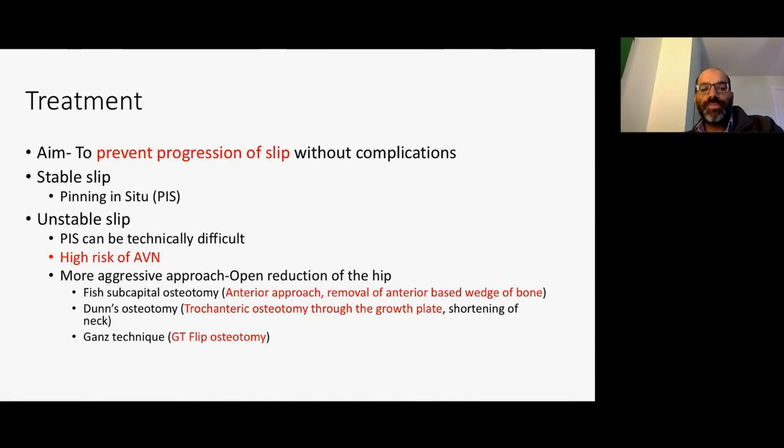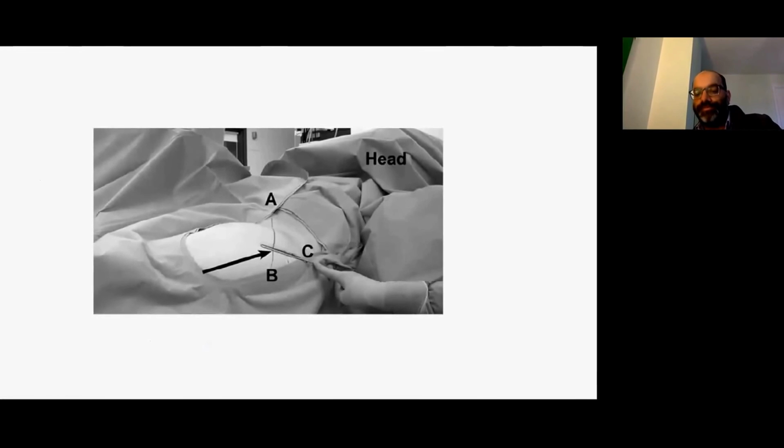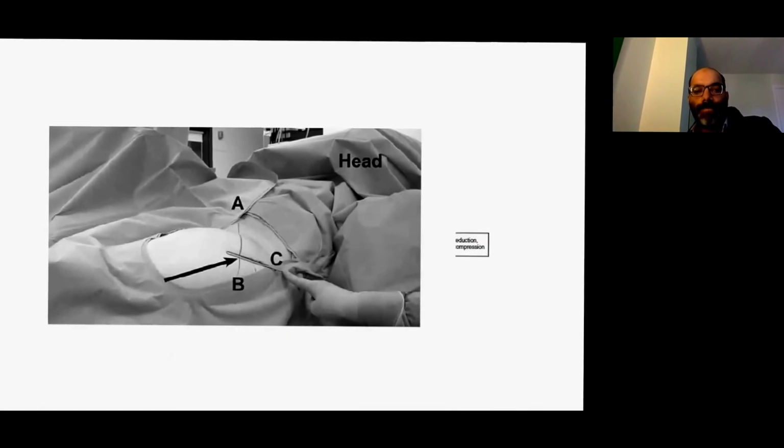Now, the points to remember in that is the entry point is more anterior than you normally think of. Okay. And there are different ways to identify the entry point. One way is that you look at the position where you want to put the screw on the AP and the lateral view, and then draw the lines. And where the lines intersect, that is your entry point. Okay.